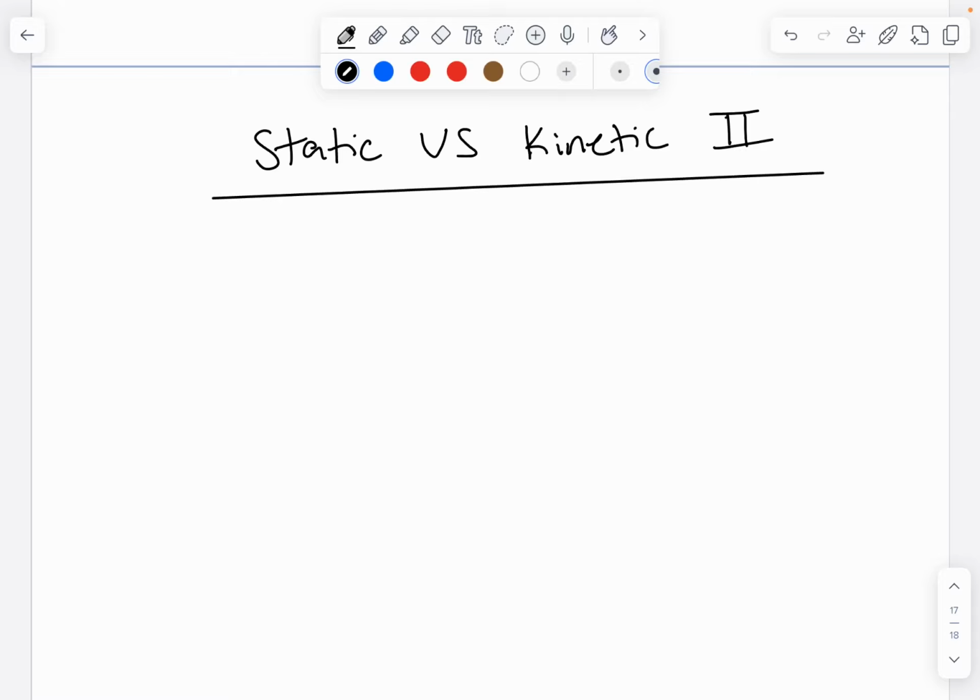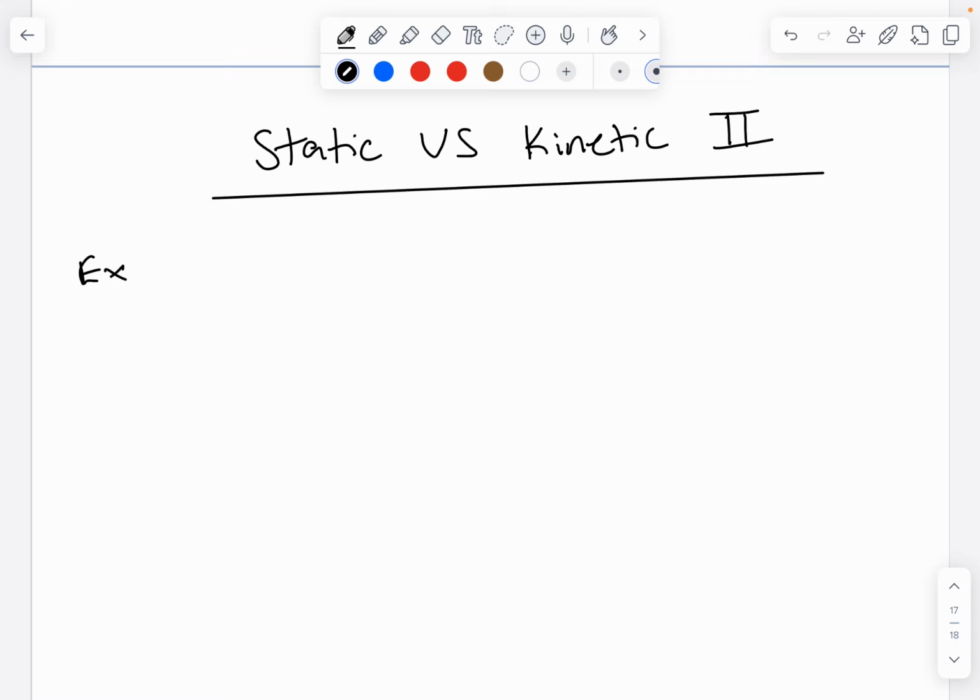Today in this video, I'm going to go over slightly harder problems for both static friction and kinetic friction types of problems you will most likely see on your exam. So I'm going to go through each problem, try to pause the video, see if you can solve it on your own, and then you can watch how I solve it and check your work. All right, so let's get right into it.